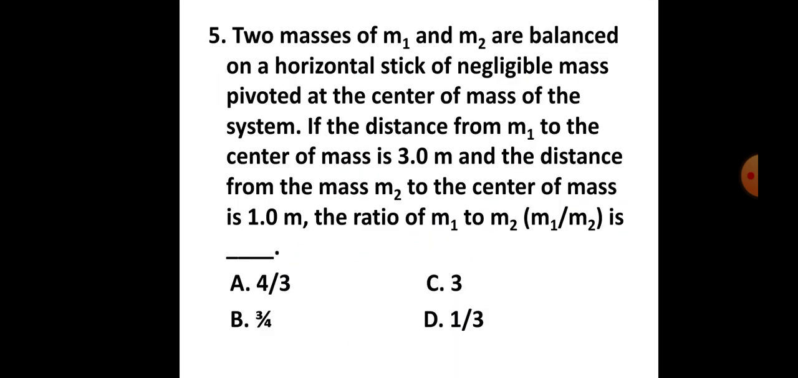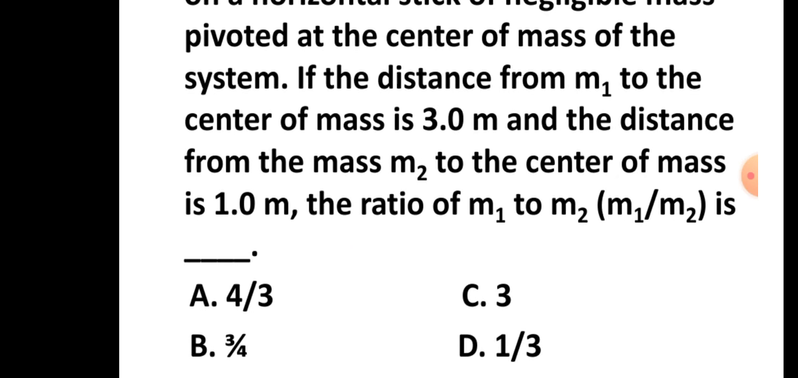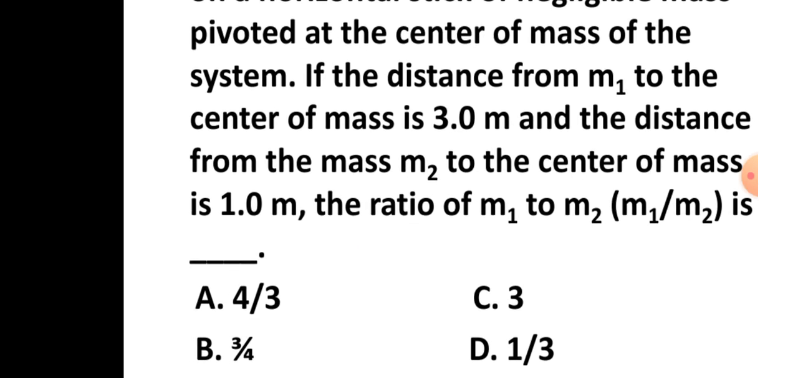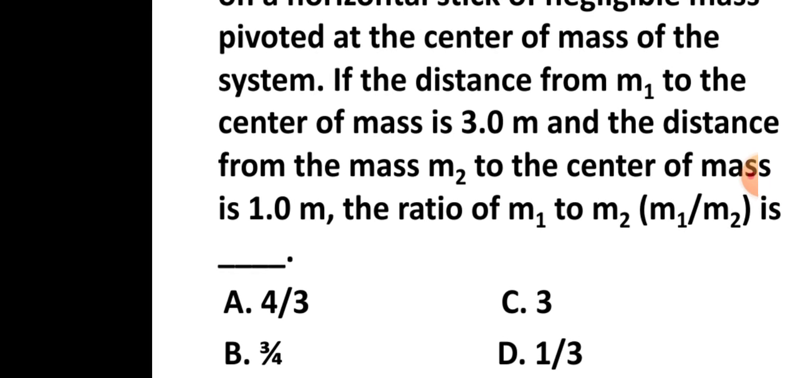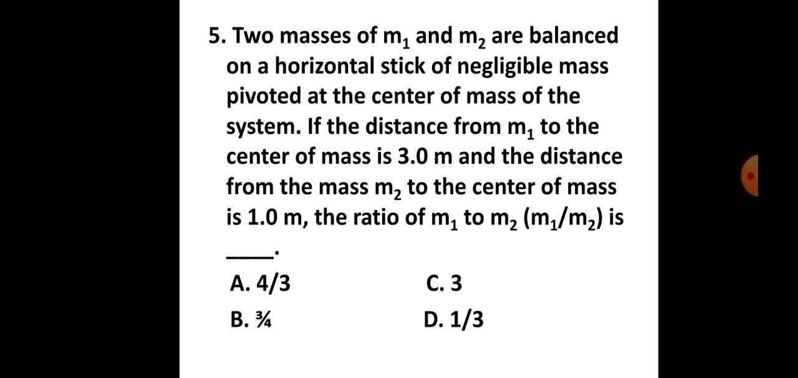Question number 5. Two masses of M1 and M2 are balanced on a horizontal stick of negligible mass, pivoted at the center of mass of the system. If the distance from mass 1 to the center of mass is 3 meters and the distance from mass 2 to the center of mass is 1 meter, the ratio of M1 to M2 is what is asked.